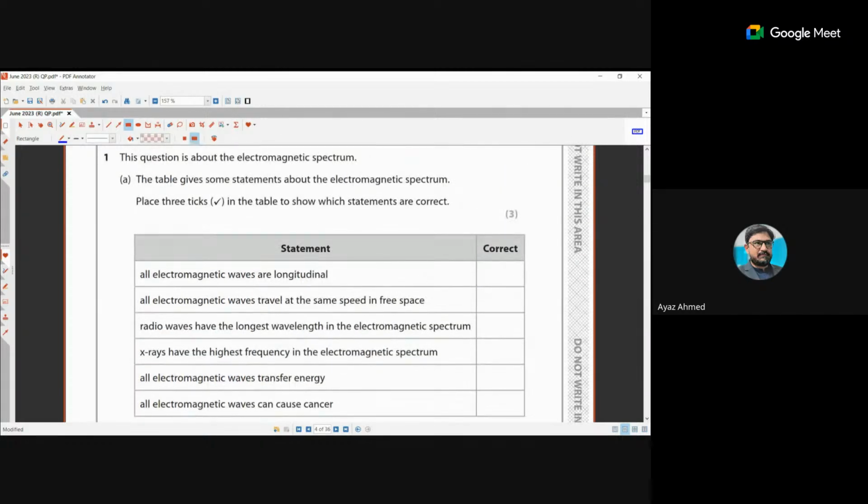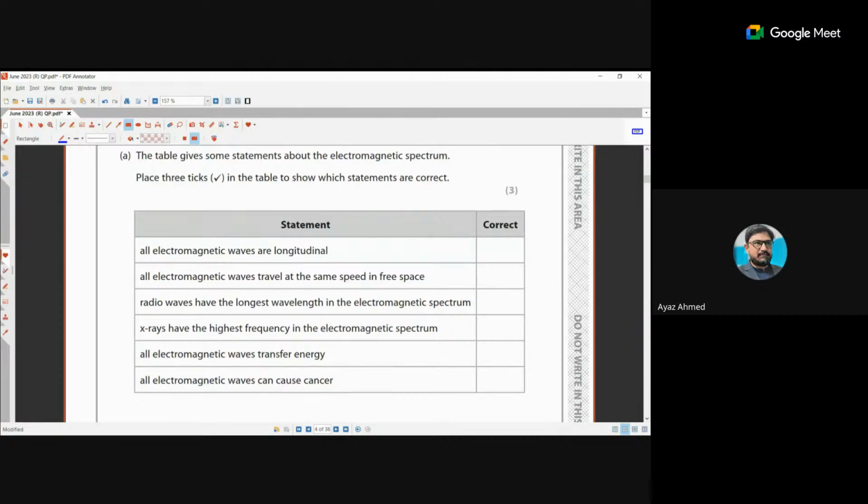This question is about the electromagnetic spectrum. In the electromagnetic spectrum, we have to take care of all the knowledge we had from our previous level. The question is: place 3 ticks in the table shown next to the statements that are correct. Each statement has 1 mark.